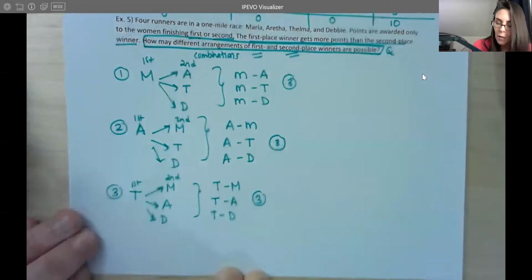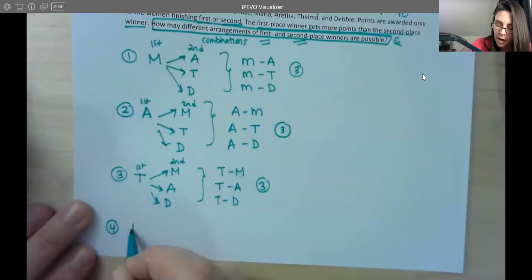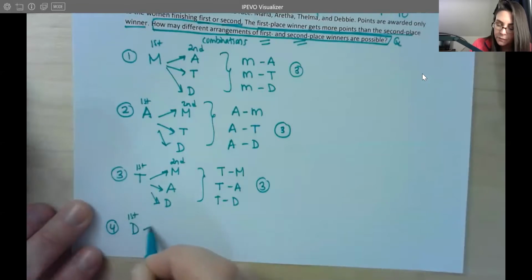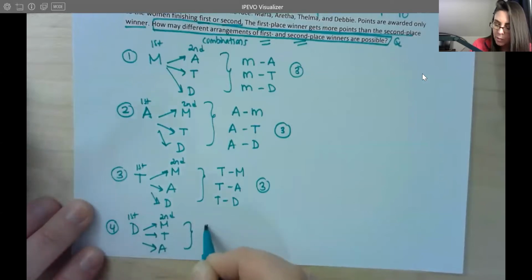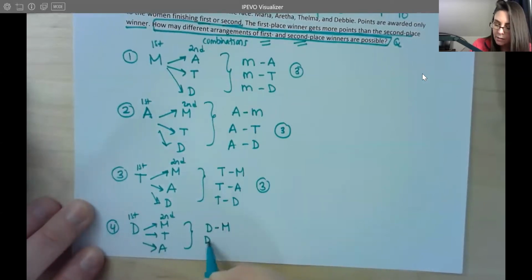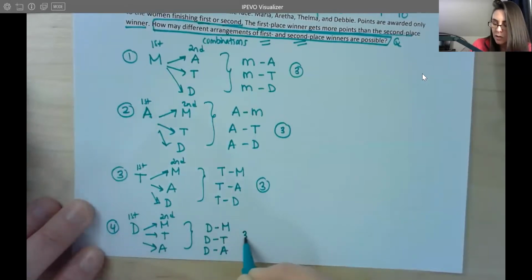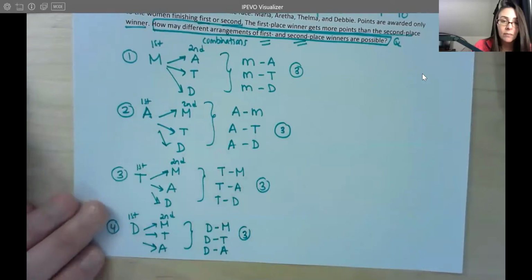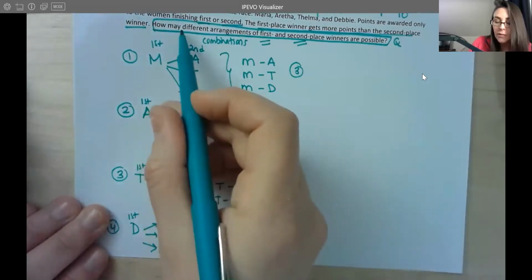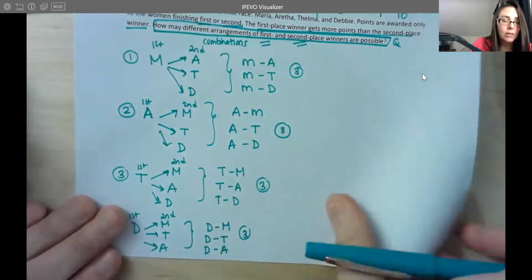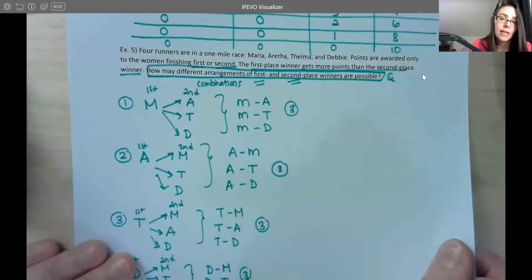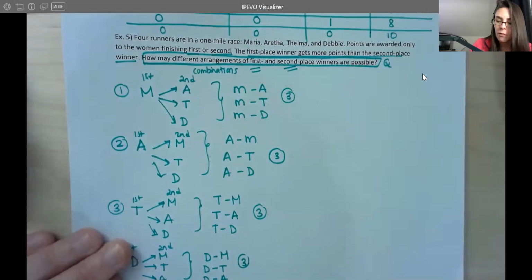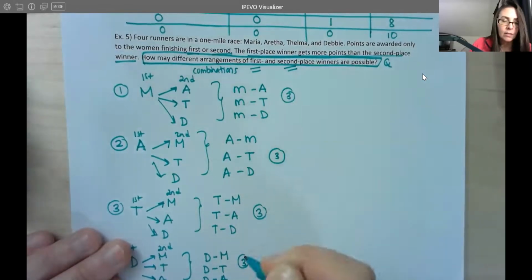And you guys can see where I'm going hopefully at this point. We haven't forgot about Debbie. Debbie could be first, and Maria could be second, Thelma could be second, or Aretha could be second. So it could be Debbie in first and Maria in second, Debbie in first and Thelma in second, or Debbie in first and Aretha in second. So I have 3 more combinations here. So how many different arrangements of first and second place winners are possible? Well, there's 12. 3, 6, 9, 12.